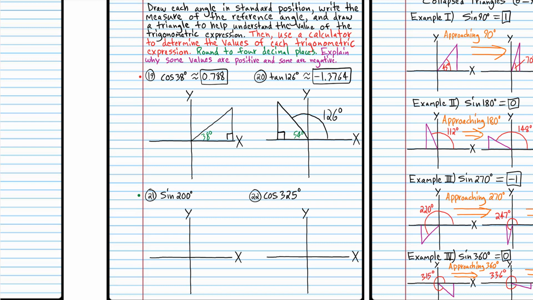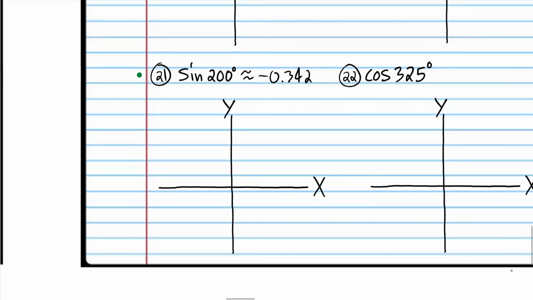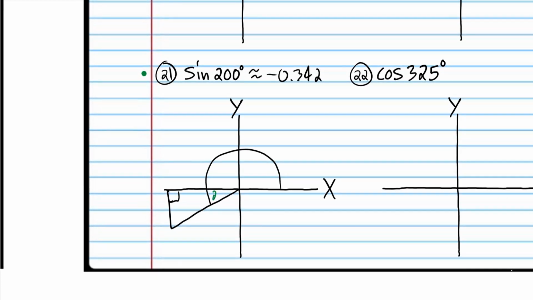All right, we're back. So sine 200 degrees, according to our calculator, is negative 0.342. And if we draw this angle, it's going to be somewhere around there. And the reference angle is 20 degrees. And the reason it's negative is because sine is the opposite side of the reference angle divided by the hypotenuse. And the hypotenuse is always positive, but this side is under the x-axis, so it's negative.